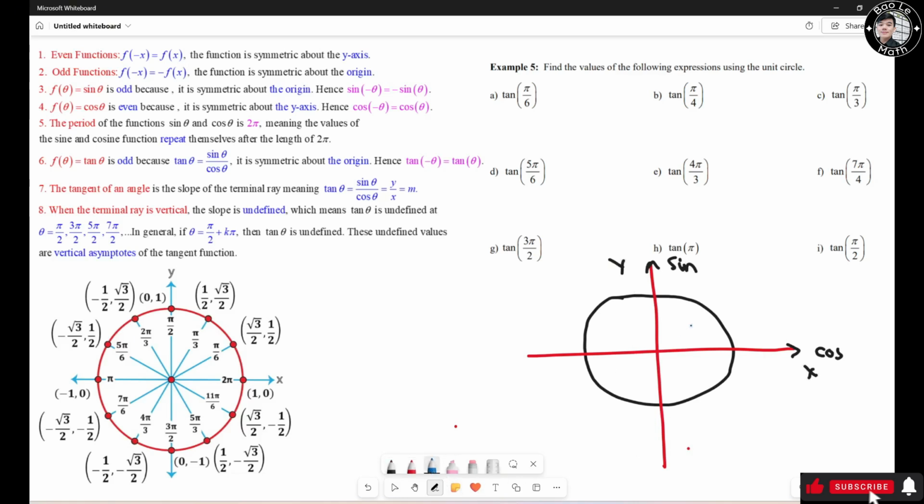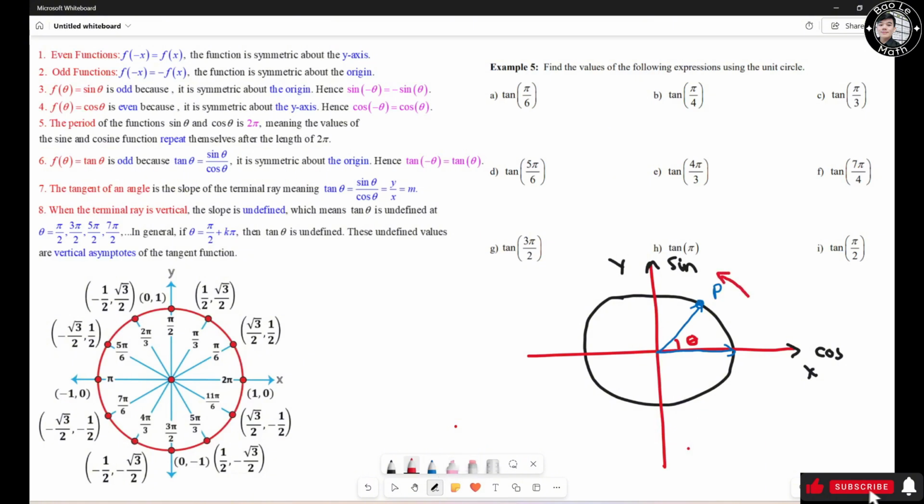Now, suppose I have a point on the unit circle. So this is point P. The initial ray should be right here, and the terminal ray should be right here. The angle theta is going to be this one, as P rotates in the counterclockwise direction.